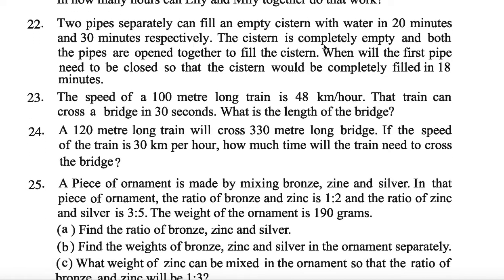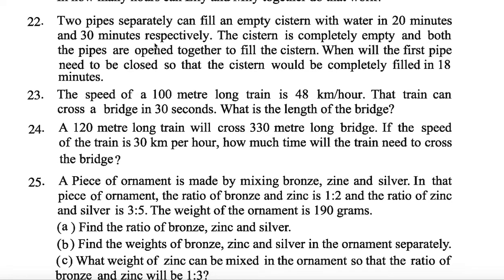Two pipes separately can fill an empty cistern with water in 20 minutes and 30 minutes respectively. The cistern is completely empty and both the pipes are open together to fill the cistern. When will the first pipe need to be closed so that the cistern would be completely filled in 18 minutes?